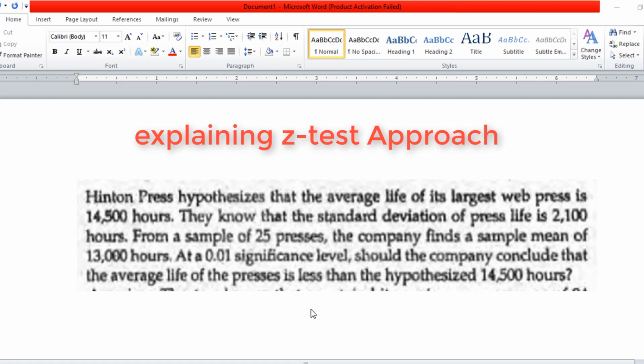Before going to the solution, remember that this is the population hypothesized mean and this is the standard deviation of the population. Sample size is 25 and the sample mean is 13,000 hours. Remember that sample size is not important in the z-test, the standardized approach. We only focus on whether we know the standard deviation of the population or not. So let's move to the solution.